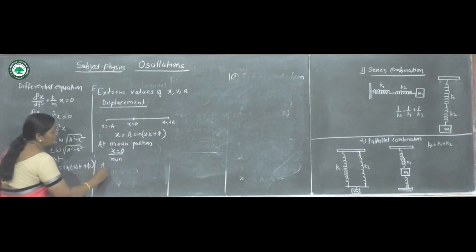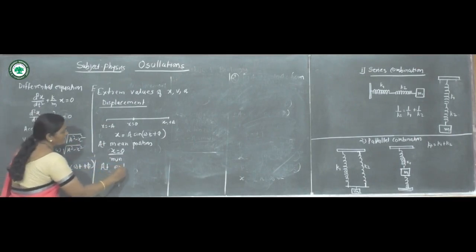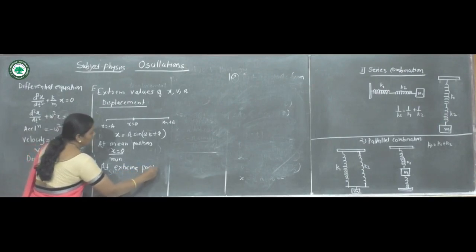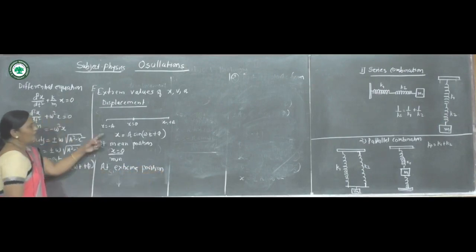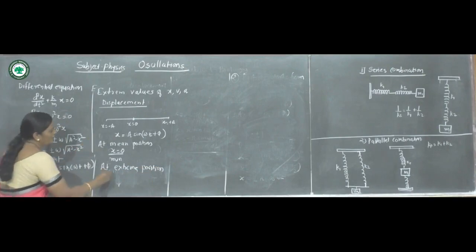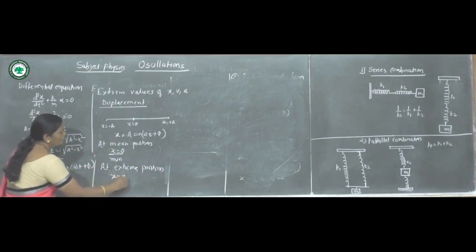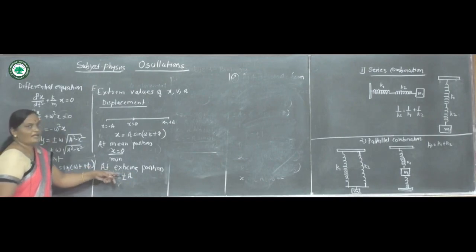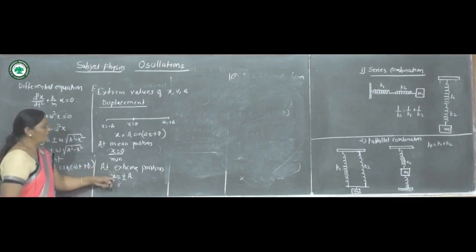Now at extreme position, again we can substitute the values in this equation and we get x is equal to plus or minus a here. In the last topic we saw sin pi by 2 and these values, so at extreme position x is equal to plus or minus a.